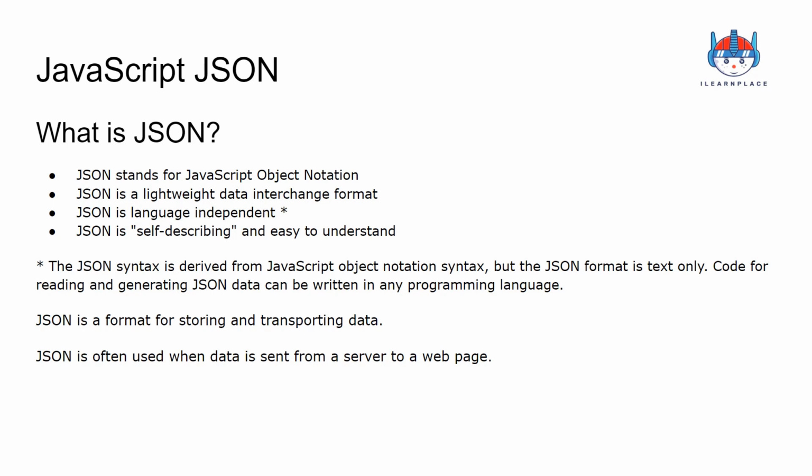So in this video we will learn about JavaScript JSON. JSON full form is JavaScript Object Notation. And JSON is a lightweight data interchange format. JSON is language independent. JSON is self-describing and easy to understand. JavaScript Object Notation is a standard text-based format for representing structured data based on JavaScript object syntax.